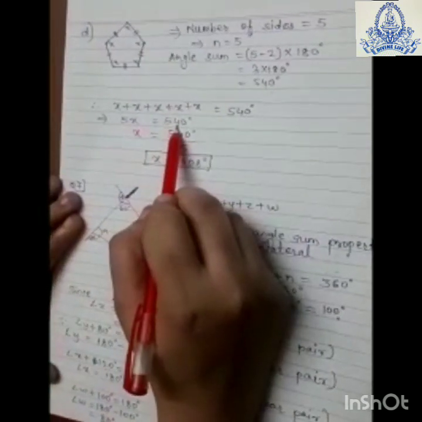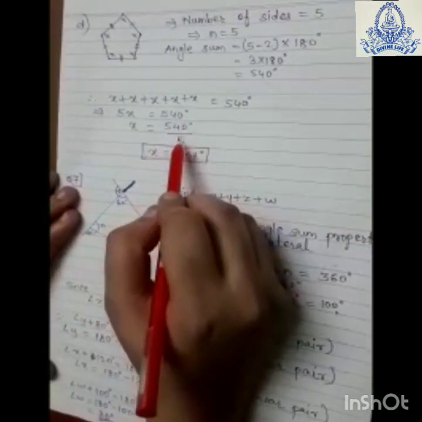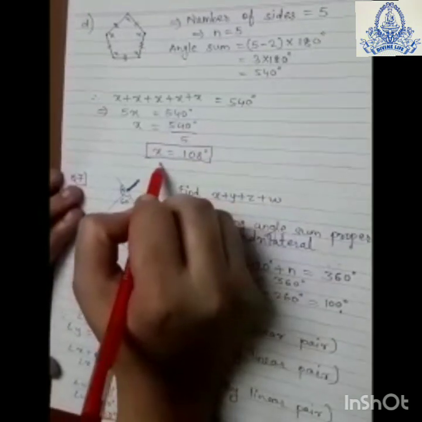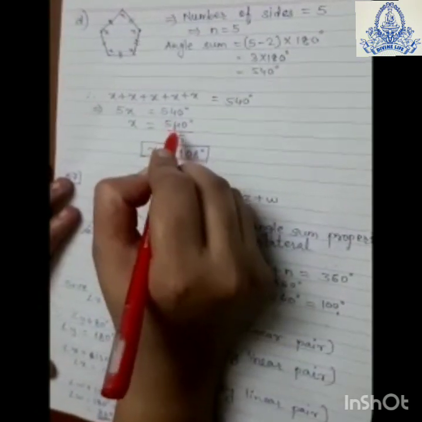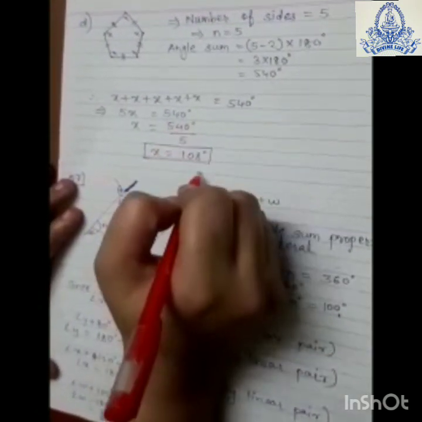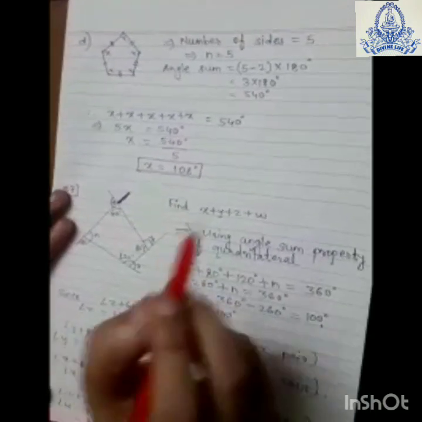5x is equal to 540. X is equal to 540 upon 5. So x is equal to 108, not 18. 108. 5 ones are 5, 5 zeros are 0. So 4 is here and 5 eights are 40. So x is 108 degrees.